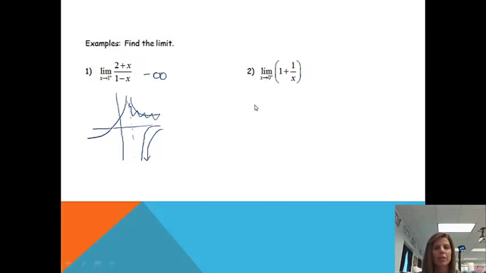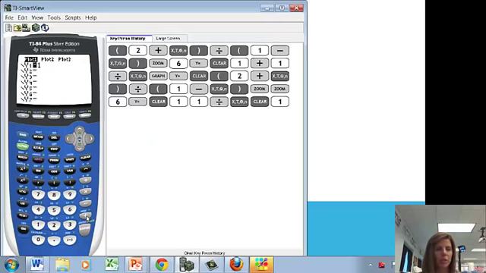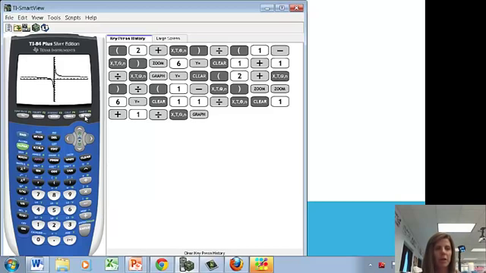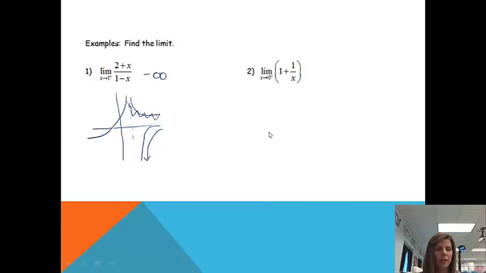All right, next problem. Let's find the limit as x approaches 0 from the left side of 1 plus 1 over x. Again, let's get out our calculators. 1 plus 1 divided by x, and then let's go ahead and press graph. And if we do that, I notice that we are again getting an asymptote. Let's go back to my notes so that I can write down what I see.